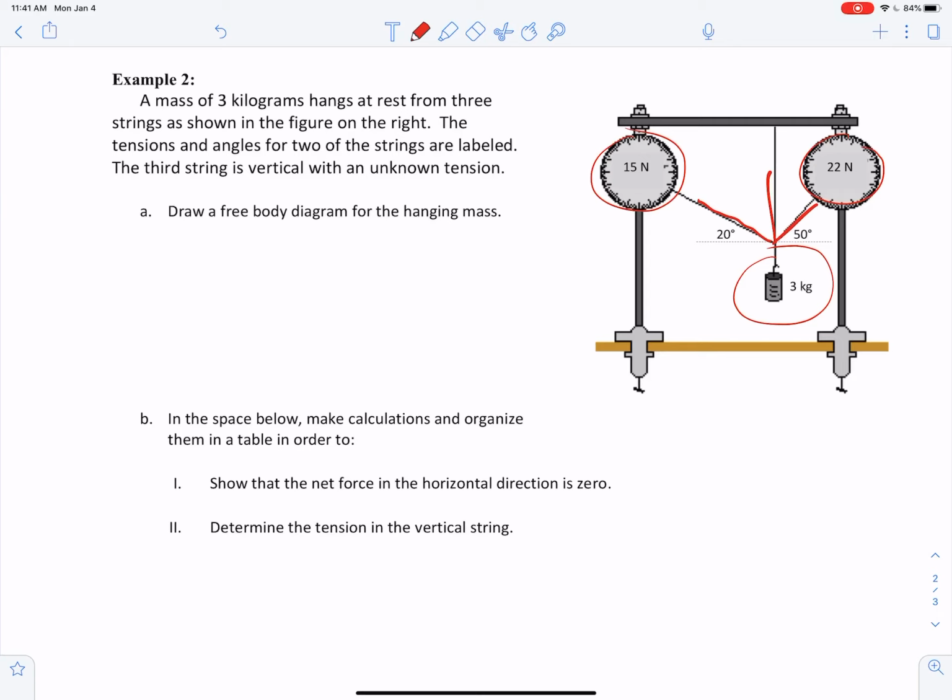Draw a free body diagram for the hanging mass, and then we're going to work on a couple other problems in part B down here. Let's start by drawing a free body diagram for the hanging mass. This really should probably say draw a free body diagram for this point right here, so that's what I'm going to do. I'm going to highlight that point. It's the intersection of all those strings.